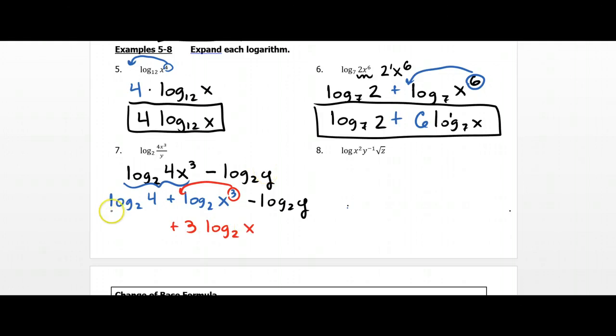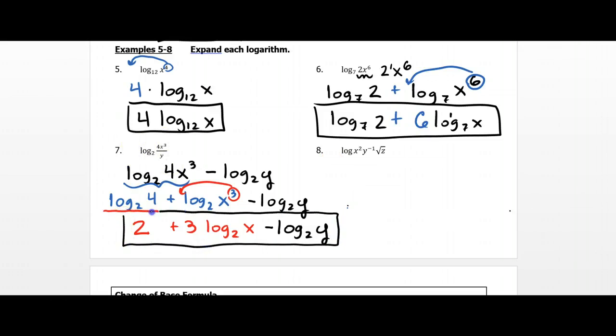The other thing I can do is with log base 2 of 4. I can simplify that because I know what the log base 2 of 4 is. 2 to the second power is 4. So log base 2 of 4 is simply 2. So we have 2 plus 3 log base 2 of x. And then at the end we still have our minus log base 2 of y. And that would be this logarithm expanded as much as possible.